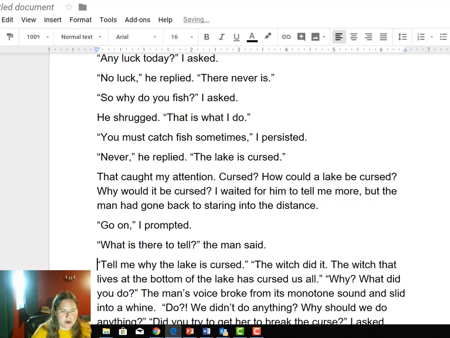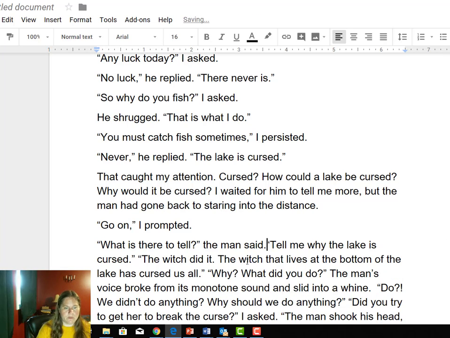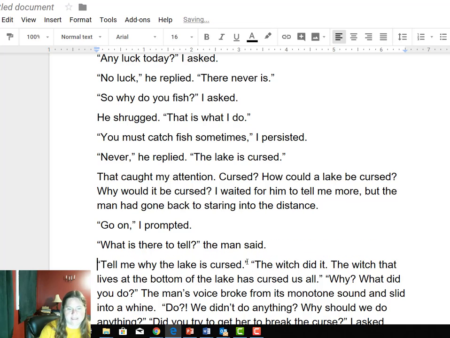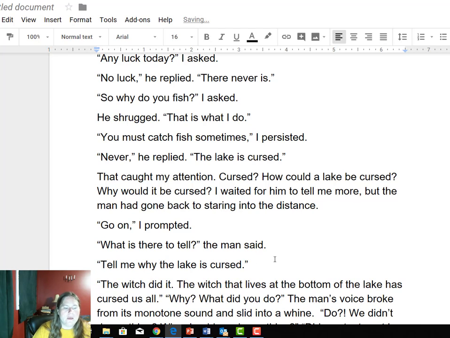"Tell me why the lake is cursed." Again, if we don't have paragraph breaks, then "tell me why the lake is cursed" might belong to the man. That might be what the man says. But with paragraph breaks, we can see that this is somebody else speaking. "The witch did it. The witch that lives at the bottom of the lake has cursed us all."